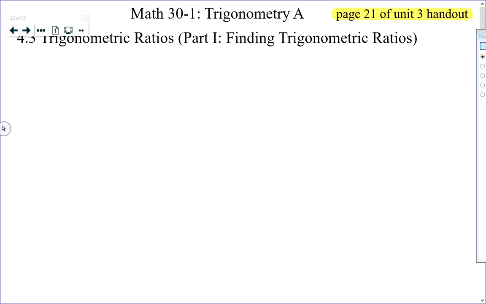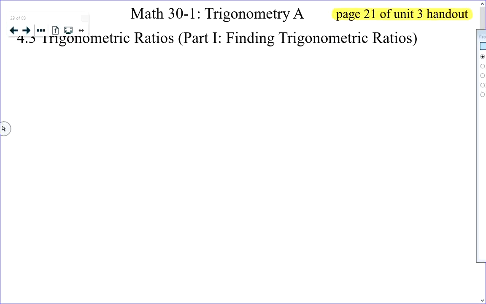So this is the first section dealing with trigonometric ratios. I've got part one because if you were to go to your textbook, 4.3, which is where this topic is found, extends into something else that we'll do tomorrow.